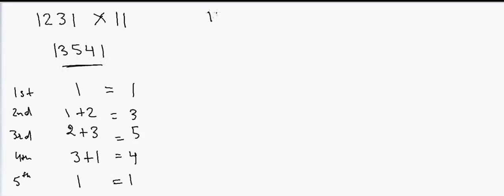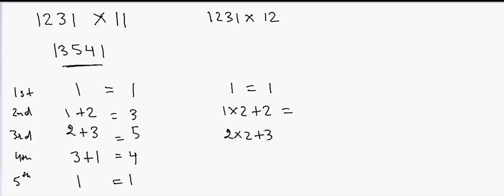Again, if I have 1231 and I want to multiply by 12, here we have 1, then we have 1 into 2 plus 2, then we have 2 into 2 plus 3, 3 into 2 plus 1, and 1 into 2.